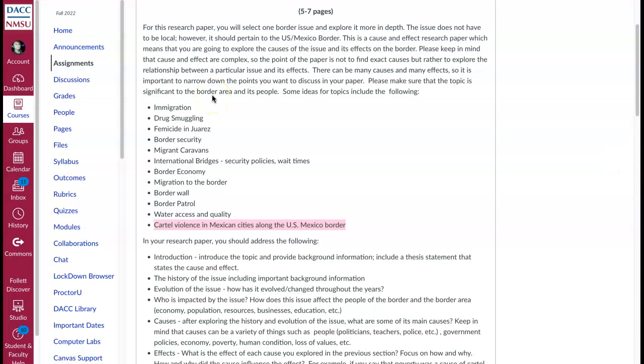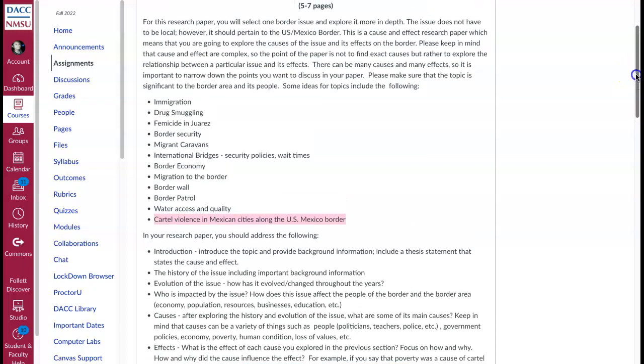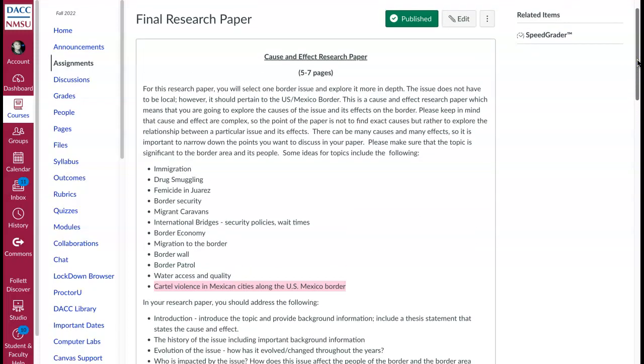So I hope that helps with the topic selection. Like I was saying, topics are complex, and in nature a cause and effect paper is complex, but keep in mind that you're not trying to come up with a definitive answer. You're not trying to say this is exactly what has caused cartel violence in Mexico and in border cities. That's not the point of the essay. The point of the essay is to explore the different causes and effects, and in doing so, you're learning more about the different relationships between all of these effects, and you're also learning more about the topic, right?